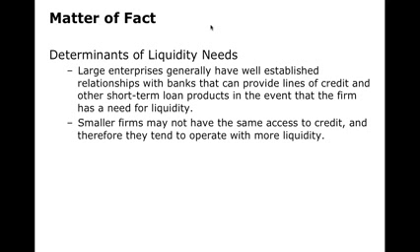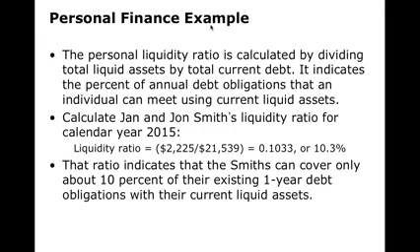Now, when we look at liquidity needs, this is how much cash a company would need and how liquid they are. So large companies have a nice line of credit that they can draw additional funds from. So they're a little bit flexible in their liquidity because they can raise short-term funds pretty easily. Smaller companies may not have the same access to credit or the same amount of credit, so they need to be a little bit more liquid to compensate for the fact that they can't easily raise money quickly.